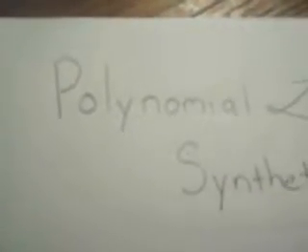Alright, I'm going to be teaching you how to do polynomial long division and synthetic division today. Well, first, we're going to be taking x to the fourth plus 2x to the third minus 5x squared plus 2x minus 4 and dividing that all by x minus 4.